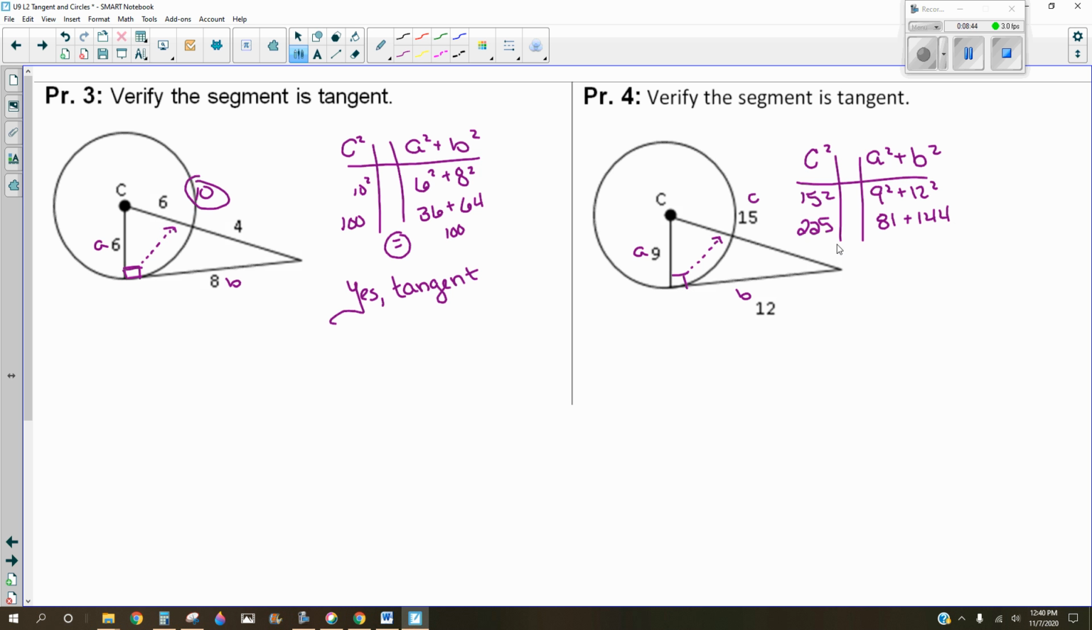Okay, so all I'm doing is squaring this. Then I'm going to add the 81 to the 144. Get 225. Compare them. They're equal. So yes, tangent. Okay, I know I'm going fast, but that's the joy of a video. You can pause and look through it.